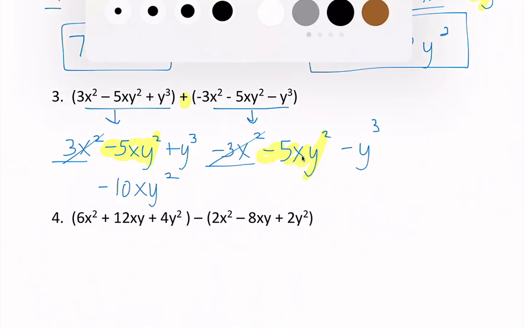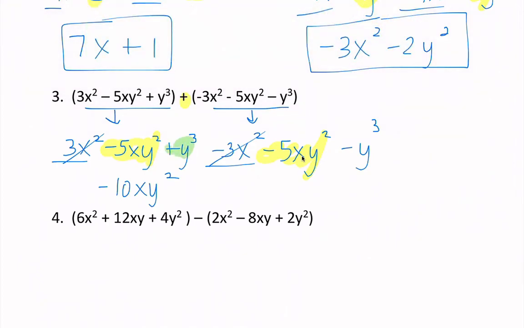Okay, then I'm going to look at my y cubes. I have a positive y cubed here. I have a negative y cubed here. Those are opposites. Opposites cancel. So this is the only thing that I'm left with. So notice that this is only one term. This is what you call a monomial.